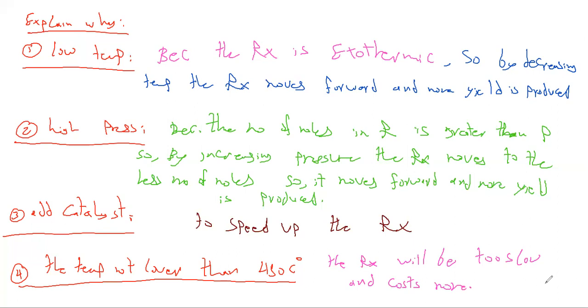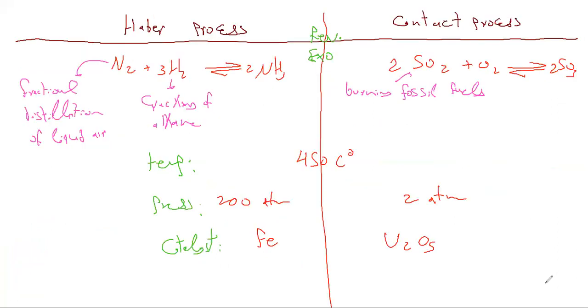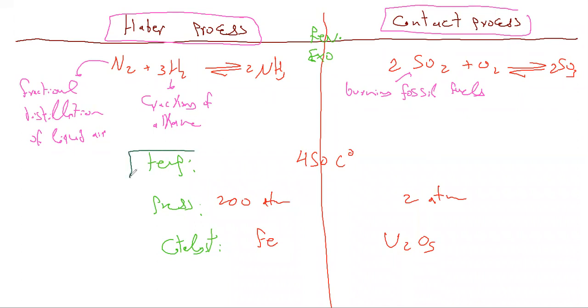So again, for the difference between Haber and contact, you will find that Haber process is N2 plus 3H2 gives 2NH3, contact process 2SO2 plus O2 gives 2SO3. And then how can we obtain nitrogen and hydrogen? Nitrogen from fractional distillation of liquid air, while hydrogen from cracking of alkane. In case of contact process, SO2 is produced from burning fossil fuels. After that, for the conditions, temperature 450 for both, for pressure 200 in Haber and 2 in contact, for the catalyst iron and vanadium pentoxide.